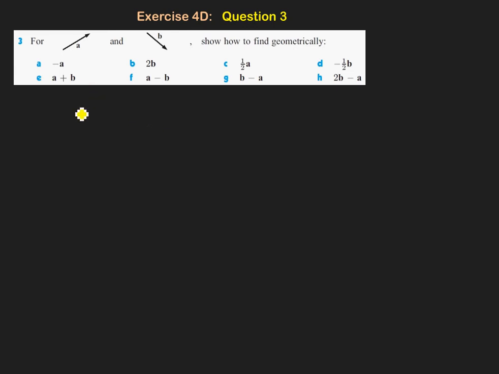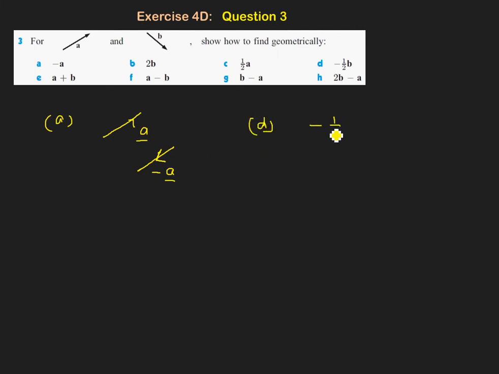The first one is actually 2D geometry of vectors. Look at this one. It helps you to refresh in case you've forgotten. So if this is a vector A, the negative of vector A is just a vector of the same length but pointing in the opposite direction.